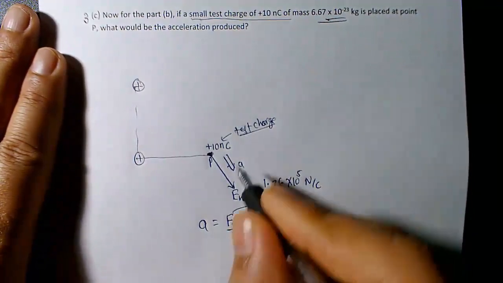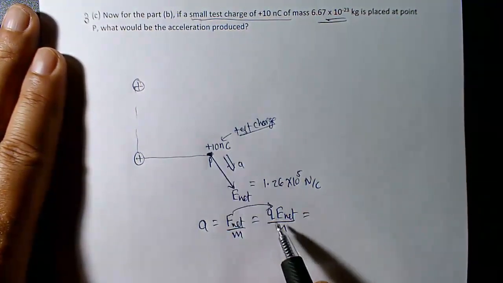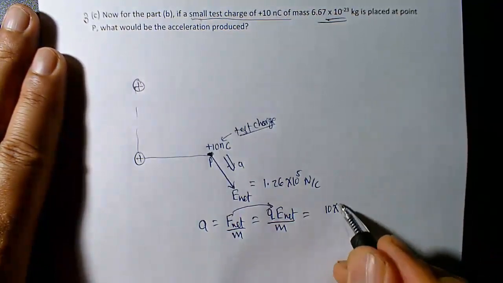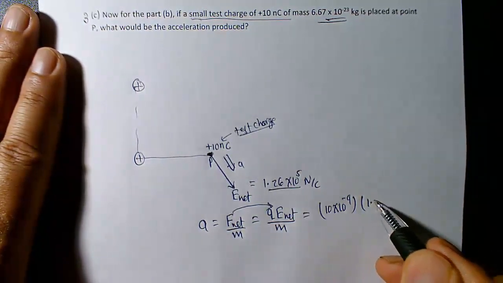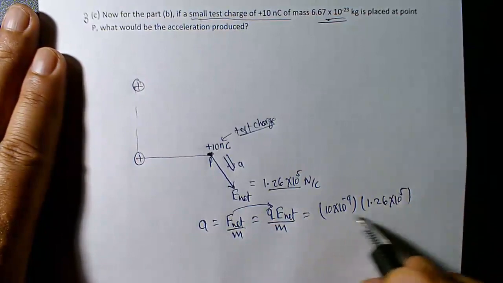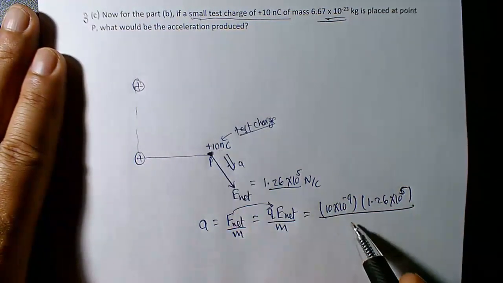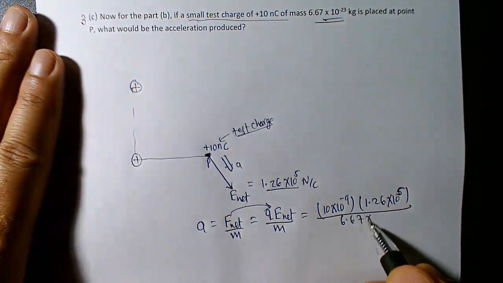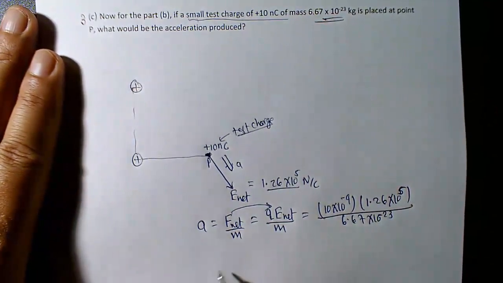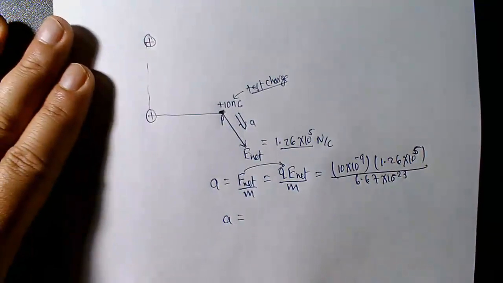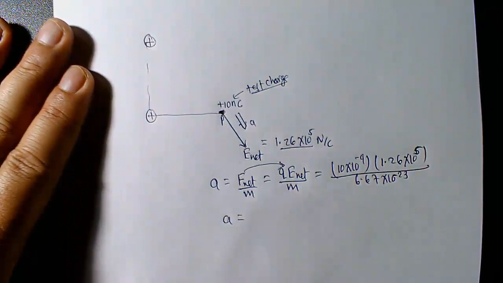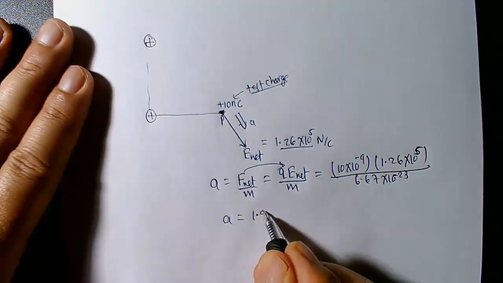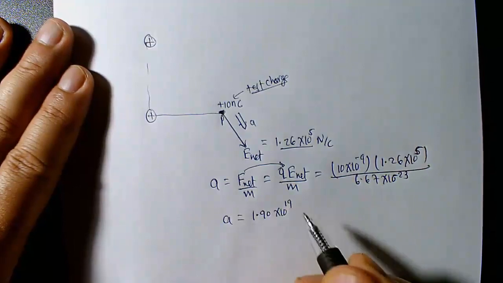And Q is the test charge now, right? Because we're finding the acceleration on this test charge, Q is 10 nanocoulomb. Nano means 10^-9. And the net electric field we calculated from 3B is 1.26 × 10^5, and the mass of this 10 nanocoulomb test charge is given as 6.67 × 10^-23 kilogram. So the acceleration produced will be huge actually. If you do this calculation, it's 1.9 × 10^19 meters per second squared.